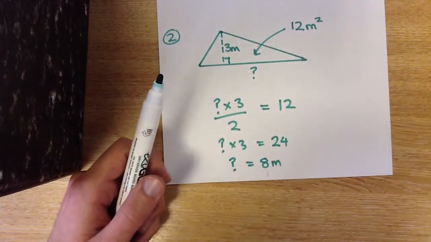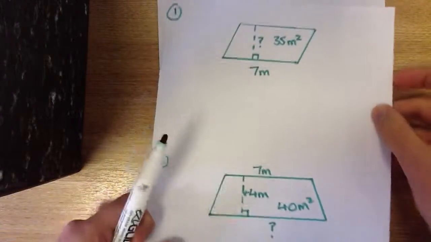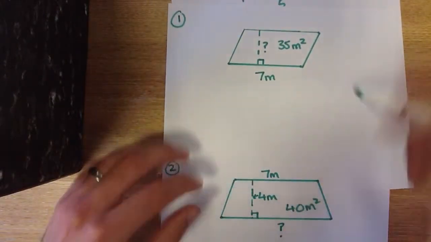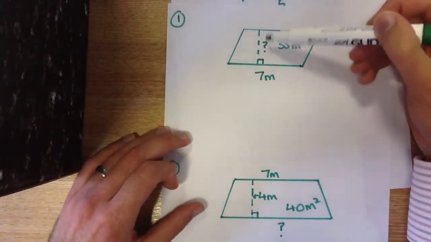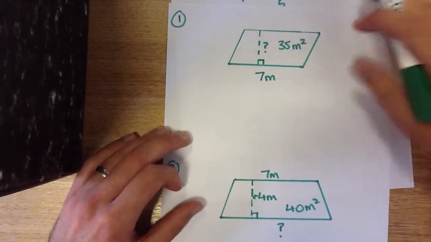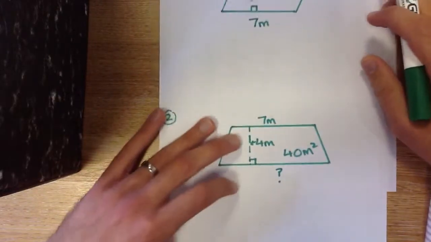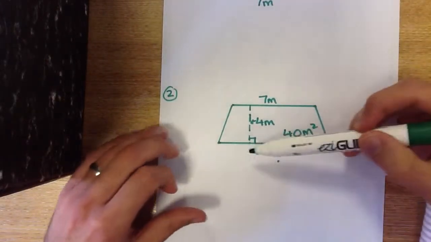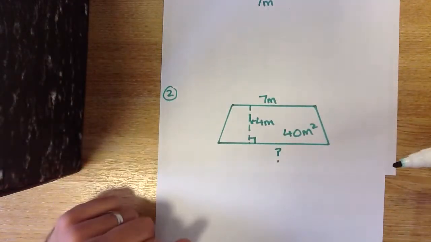So some questions for you to try. First of all, can you find me the missing perpendicular height in this parallelogram? And then, please could you find me the missing length of the base in this trapezium?